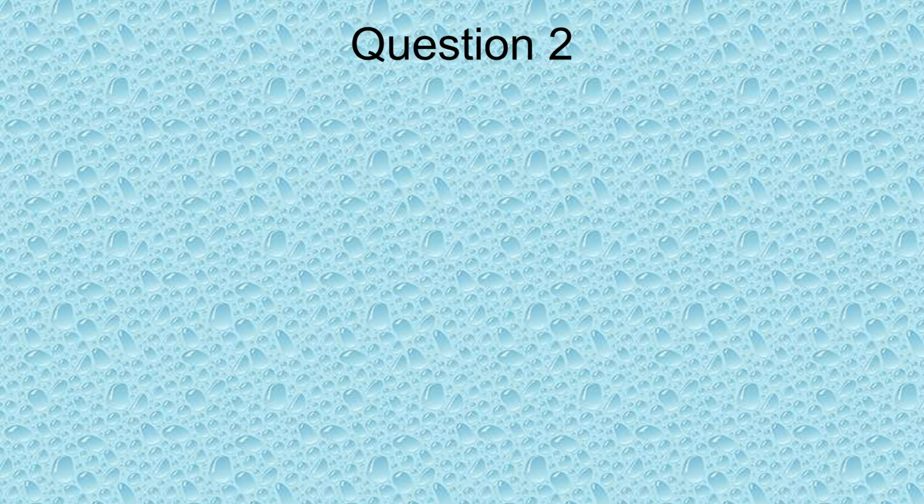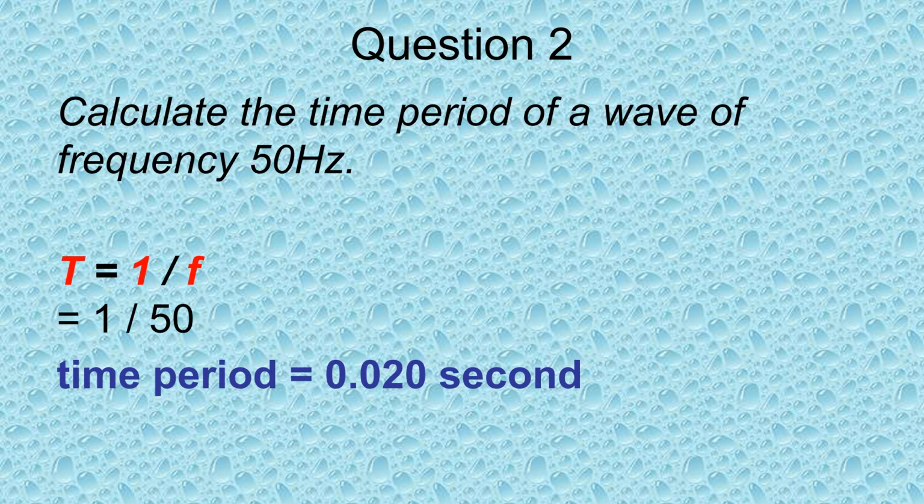To find the time period of a wave with a frequency of 50 Hertz, we use the formula T equals 1 divided by F. Dividing 1 by 50 gives a time period of 0.020 seconds.